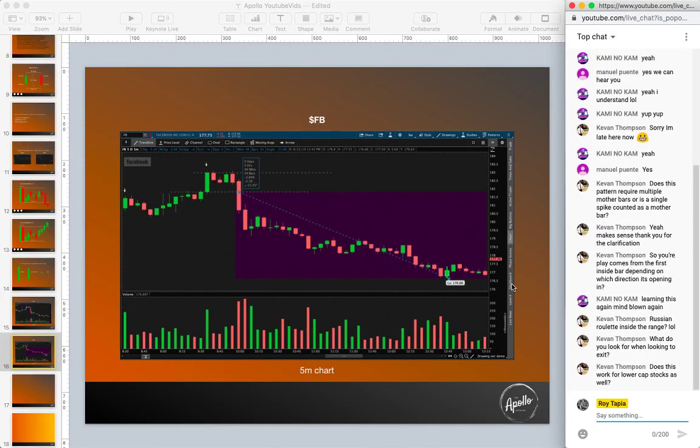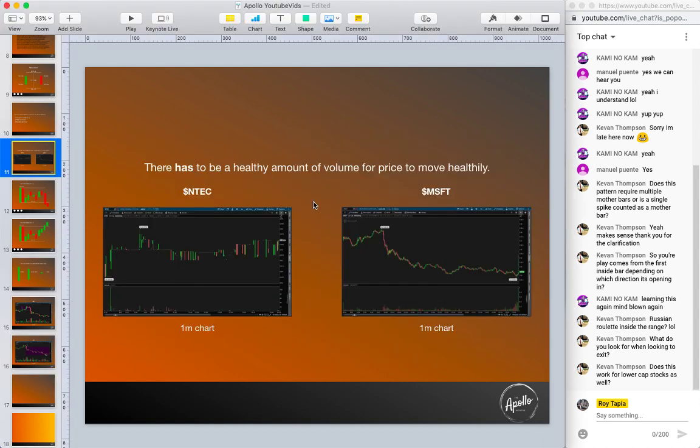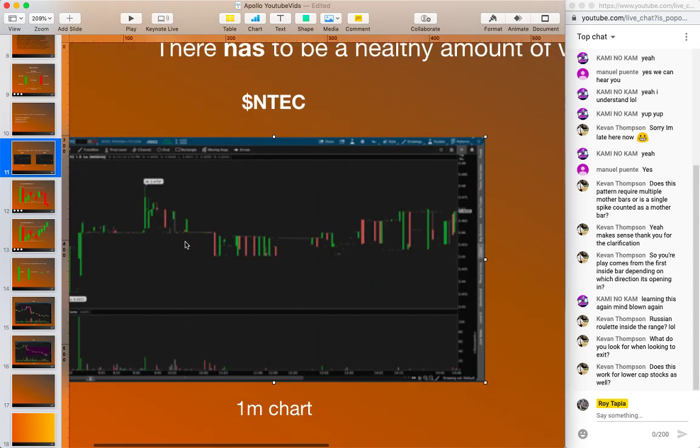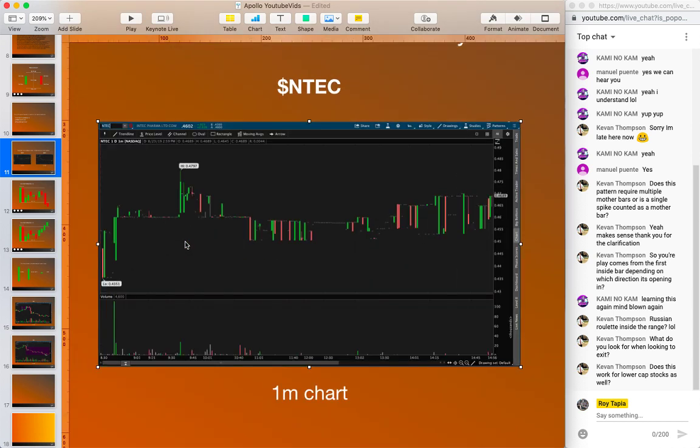Does this work for lower cap stocks as well? I think you missed it from the beginning, but here's one lower cap stock, and here's my 10 cents on whether or not it works for penny or micro stocks. A stock really has to have a healthy amount of volume when it comes to price action strategies. And so I have here two very exaggerated examples with Microsoft, the $1 trillion company, and Intech, a smaller company, not necessarily a bad one, just a smaller company, whose price action, as you see, isn't as great. I'm not going to say it's bad, but it isn't as great, right?